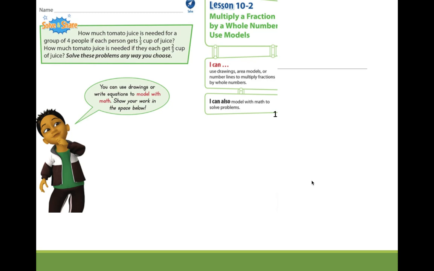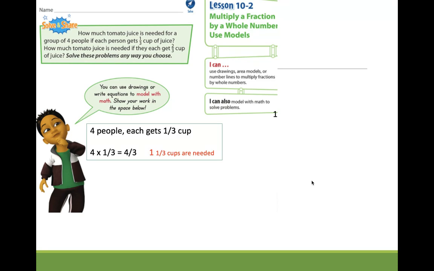Okay, and here's our friend. He's thinking. He says you can use drawings or write equations to model with math. So that's our goal, using that to model with math. So I'm thinking to myself, 4 people, they each get 1/3 cup. So I have the same number in each group. I have 4 groups, 1/3 in each. So I can multiply 4 times 1/3 and I get 4/3. When I turn that into a mixed number, I get 1 and 1/3 cups.